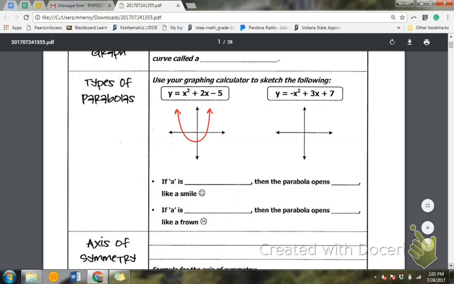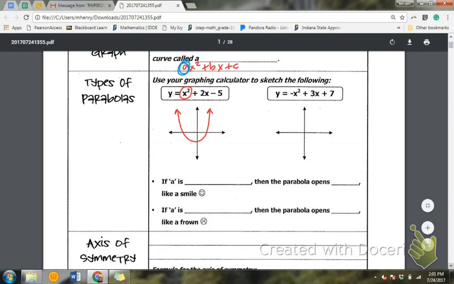Does anyone know why the parabola is opening up? What's positive? The x squared, right, the variable to the second power, if it's positive, it's going to open up. So just like up top, guys, we had that ax squared plus bx plus c, right? If the a value is positive, then the parabola is going to open up.